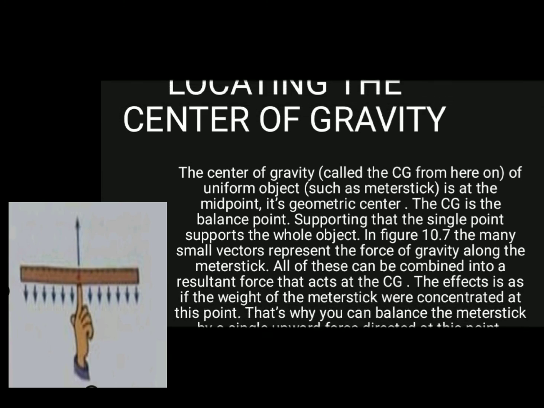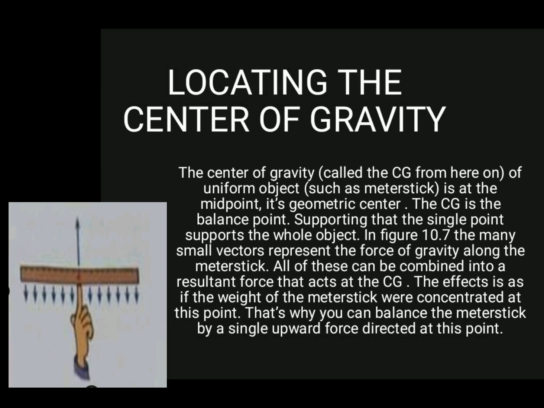The center of gravity of a uniform object is at the midpoint, its geometric center. The CG is the balance point, meaning that a single point supports the whole object. In figure 10.7, the many small vectors represent the force of gravity along the meter stick. All of these can be combined into a resultant force that acts at the CG. The effect is as if the weight of the meter stick were concentrated at this point. That's why you can balance the meter stick by a single upward force directed at this point.